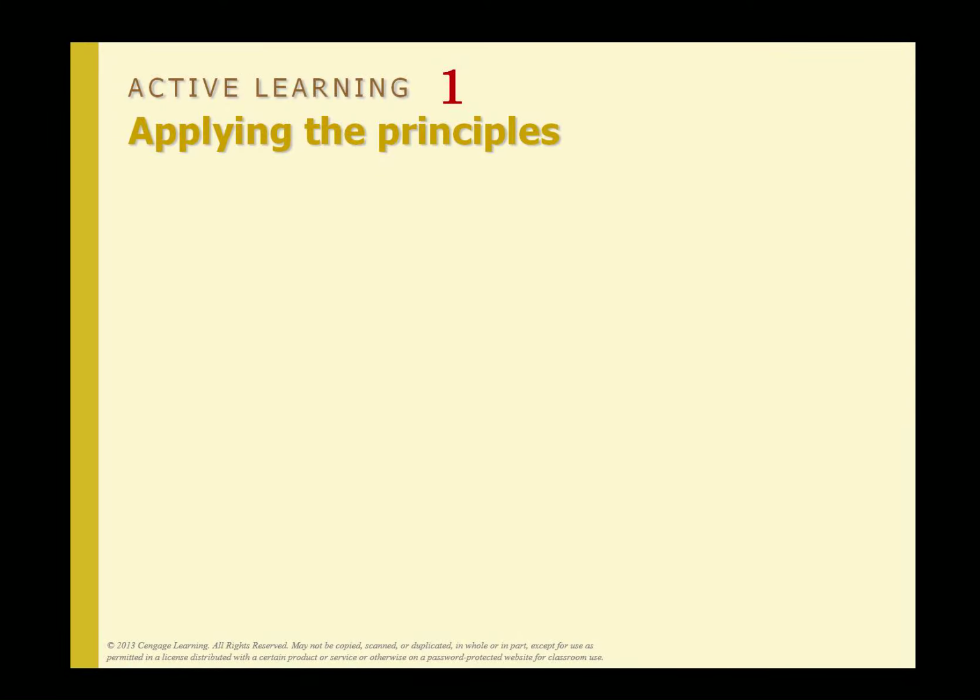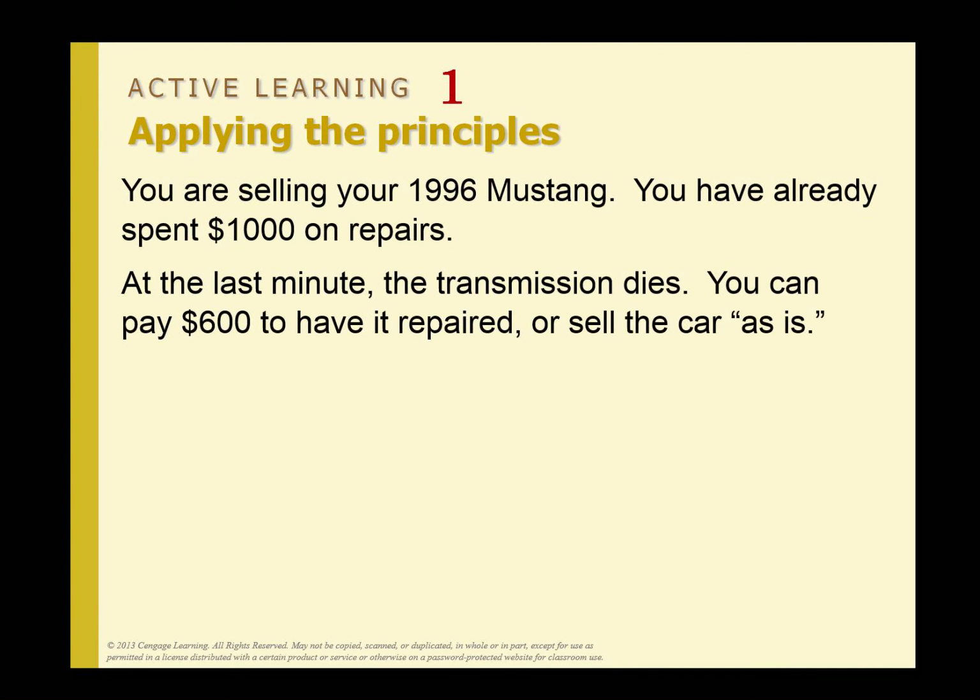All right, let's put this all together and apply these principles, especially principle number 3, people face trade-offs, and principle number 4, which is rational people think at the margin. So you're selling your 1996 Mustang. You already have spent $1,000 on repairs. Now that $1,000 is a sunk cost. It actually does not matter in this problem at all. At the last minute, the transmission dies, so you can pay $600 to have it repaired or sell the car as is. Your marginal decision now is this question: should I have the transmission repaired?